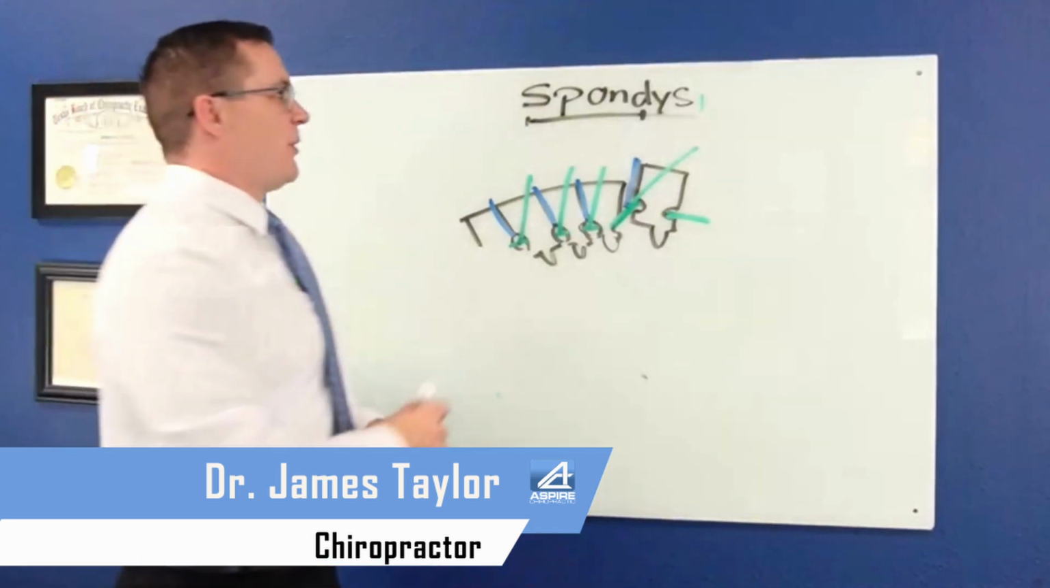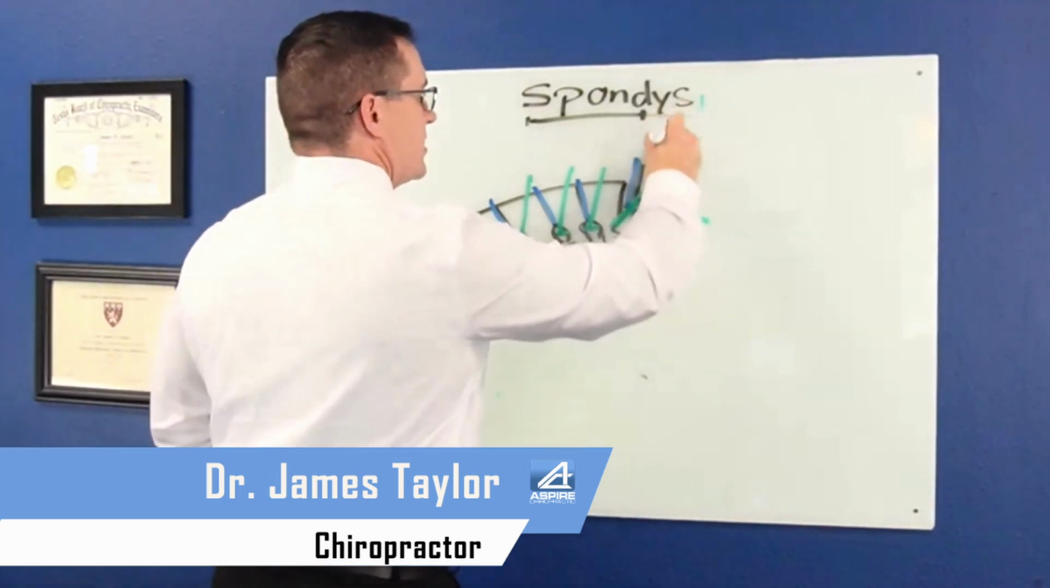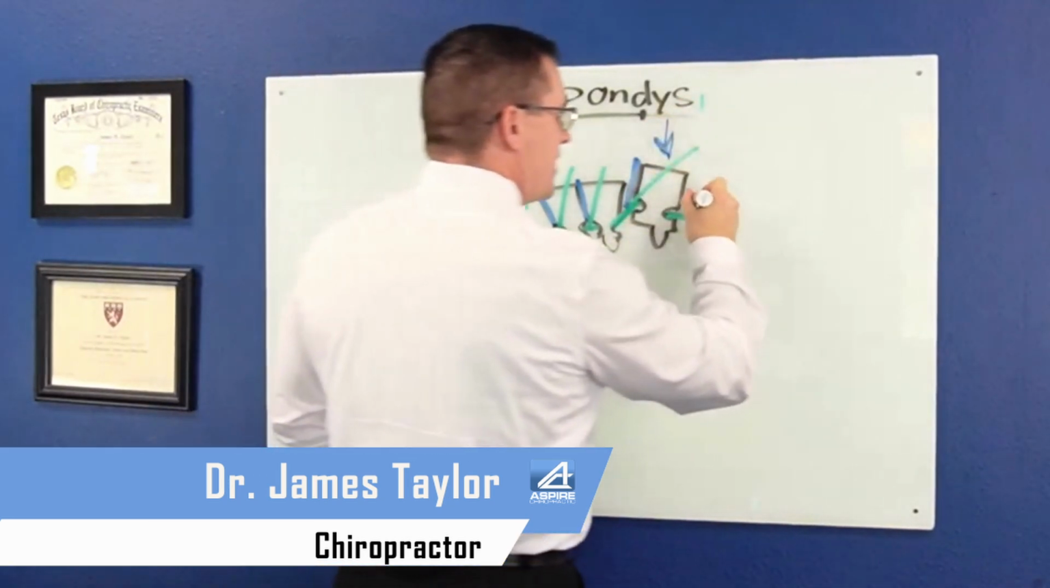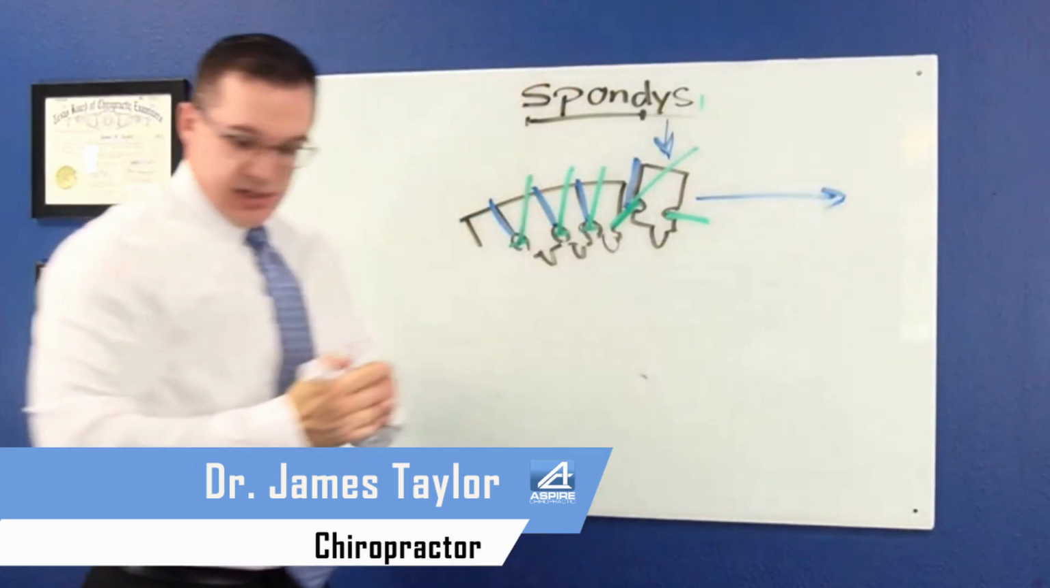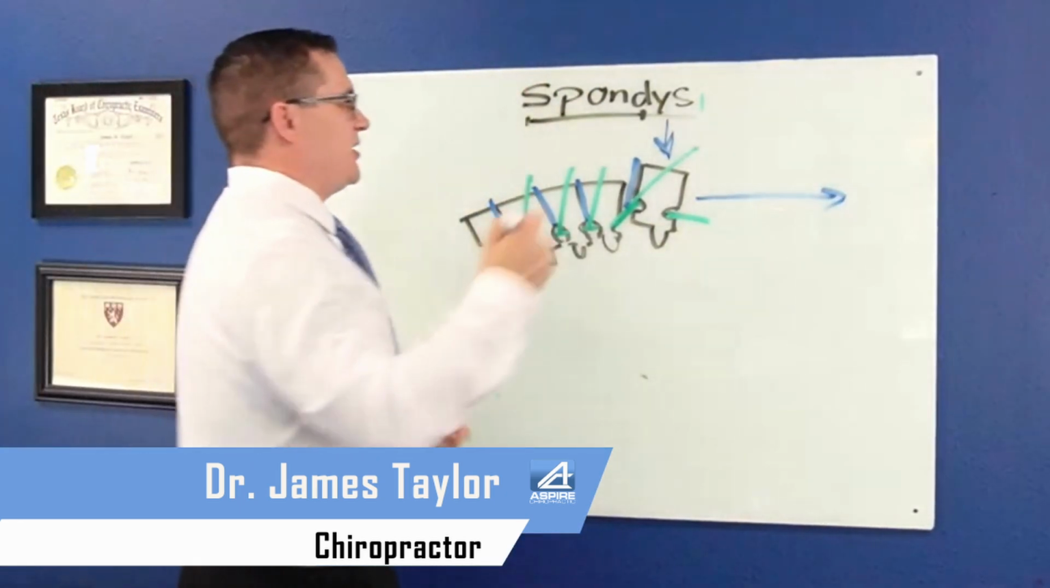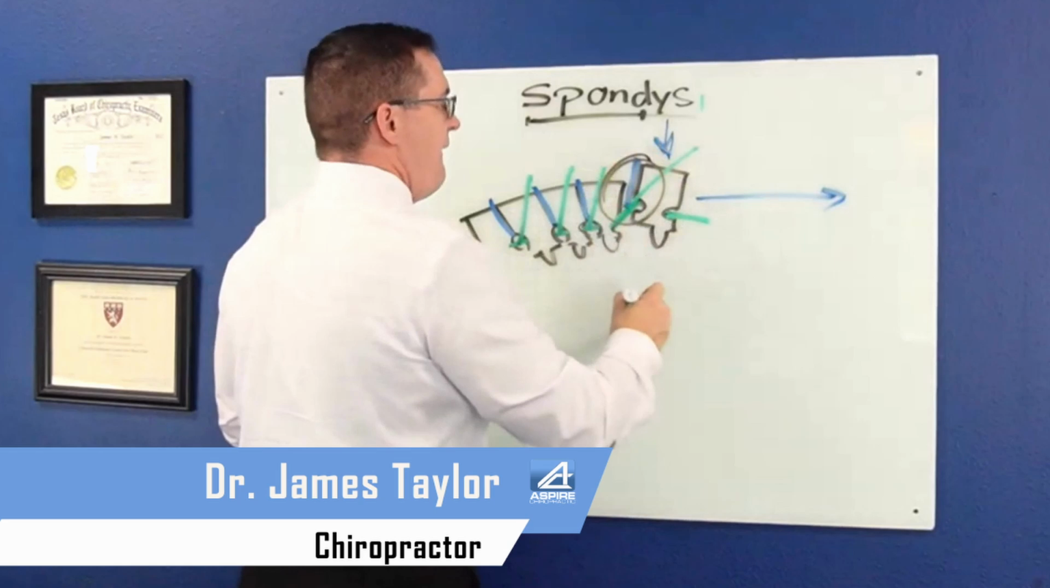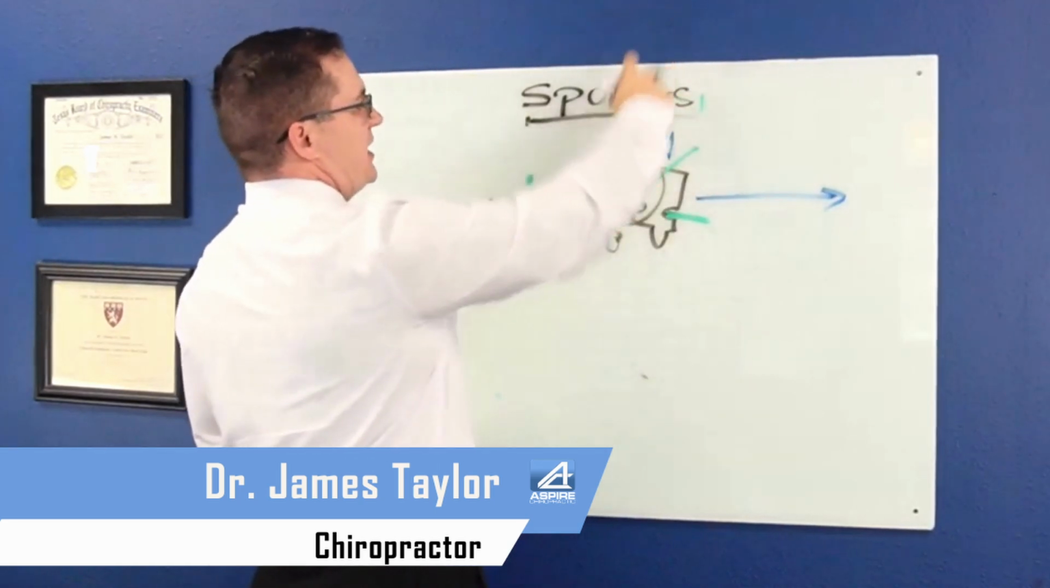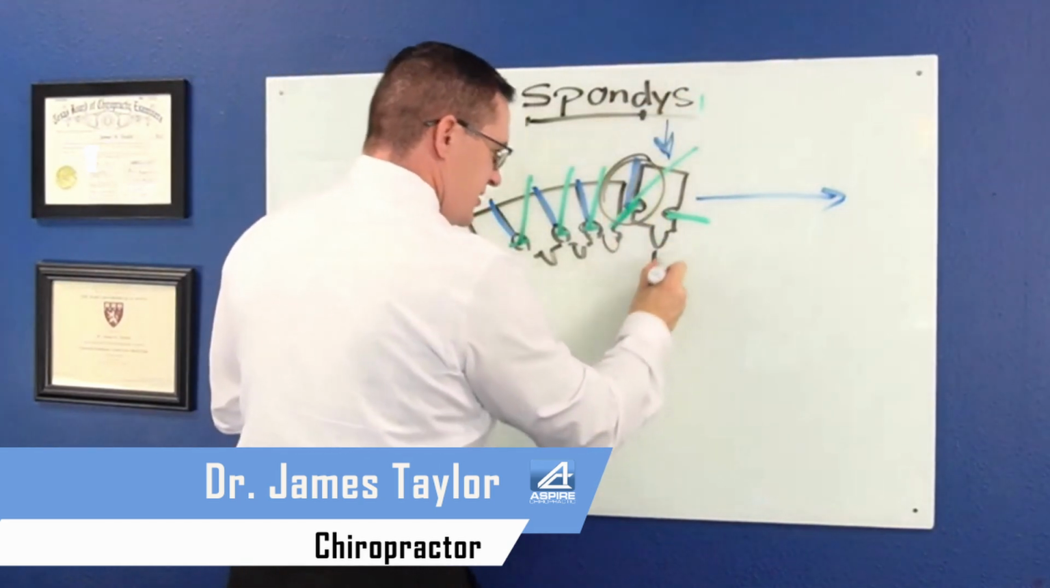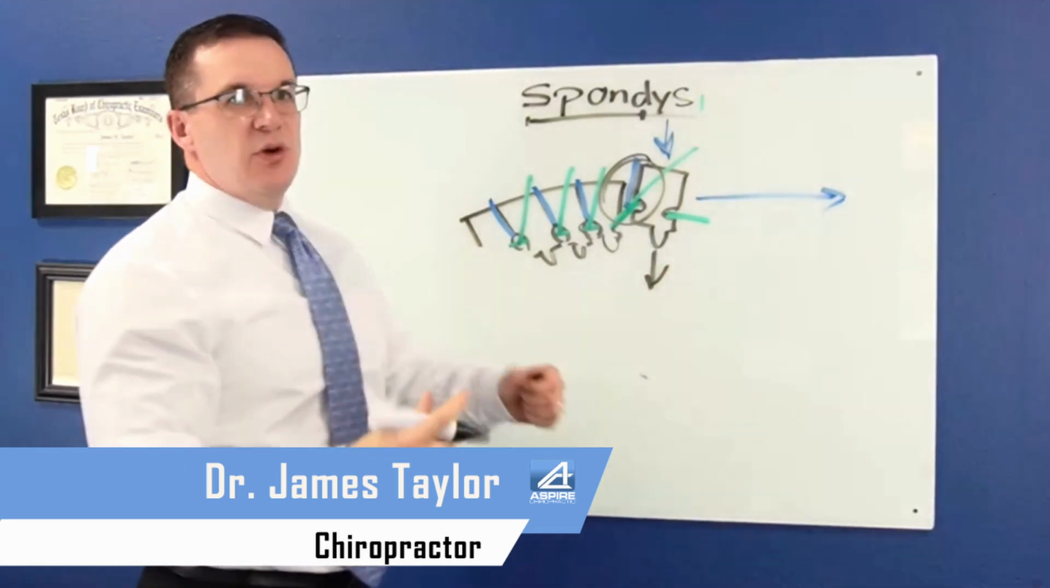Not only do we decompress it, but we decompress it with weight. Weight going down and weight pulling away. Because that's going to increase this gap here. And the weight here is going to give this vertebra a place to go, right? Because we need to move that thing back.